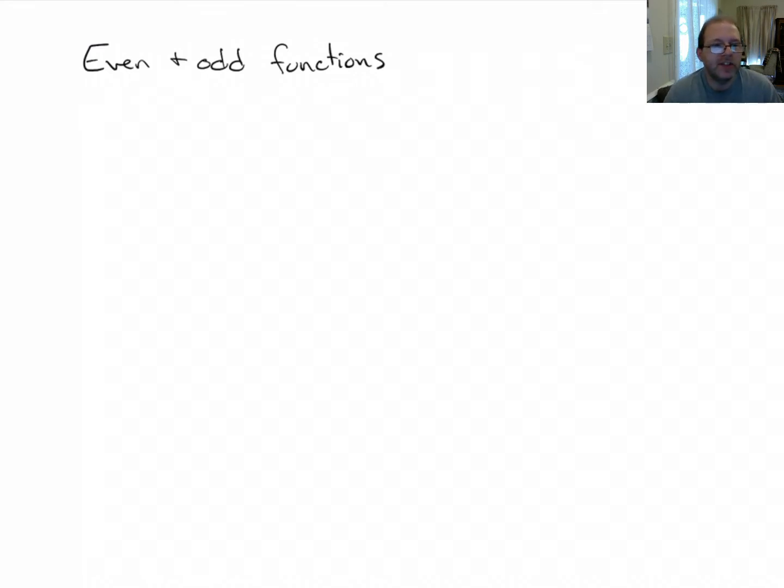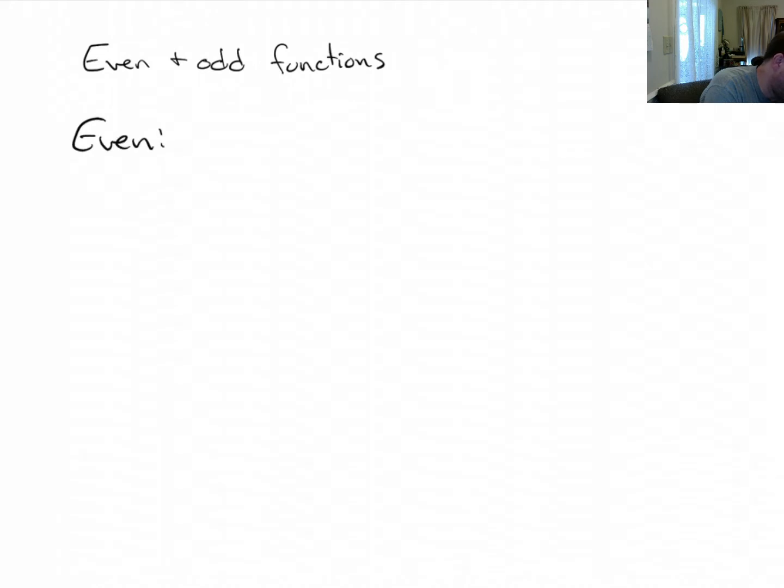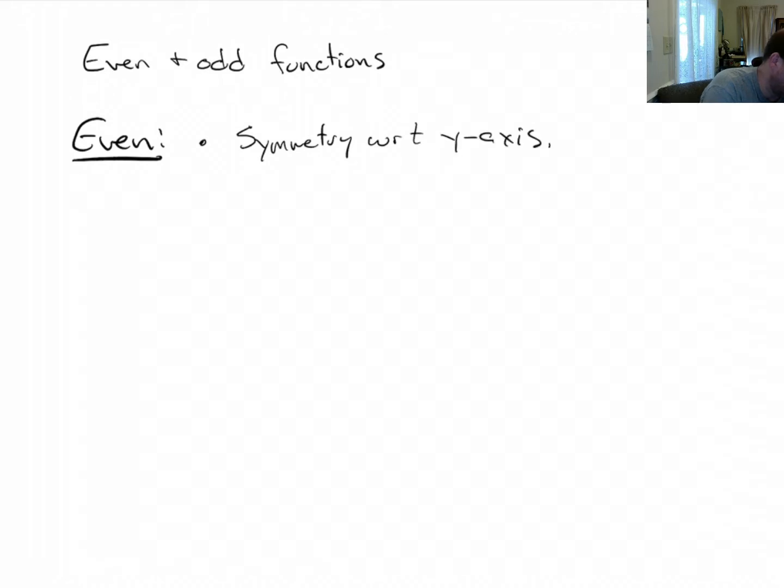Okay, the last topic for this section is even and odd functions. Now, an even function, there are a couple of things. One is it has symmetry with respect to the y-axis. So for example, y equals x squared would be one example. So that's one of the properties that it has.